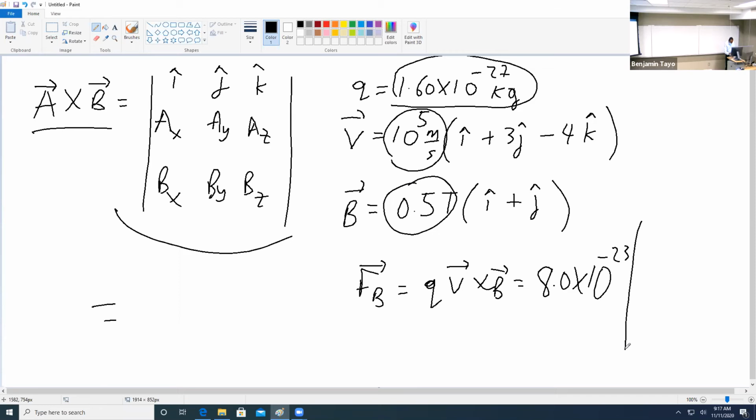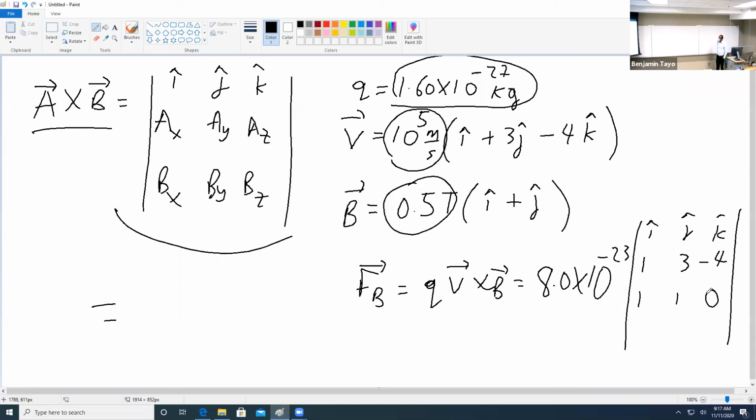And then you want to calculate this determinant here, I, J, K. Now, you're going to put 1, 3, negative 4, and then 1, 1, 0. Does that make sense? Do you see why for the magnetic field you put 1, 1, 0? Because the magnetic field does not have any component in the K direction, right? So it only has I and J, and there is no K. And so now you can go ahead and use the rules for calculating the determinant of a matrix. You can solve this problem.